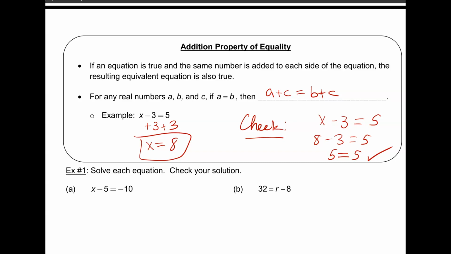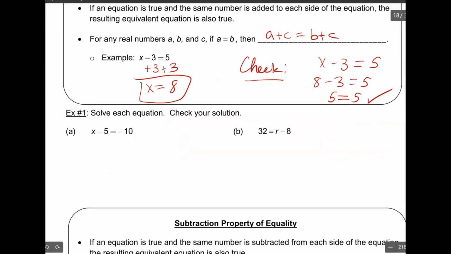This is confidence booster time where you're like, heck yeah, I got this, look at you go. We're going to do example 1 now. x minus 5 equals negative 10. I'm just going to go down the row. Talia, what should I do to solve for x? Add 5 to both sides. And what's x equal to? Negative 5. Okay, it says check your solution.